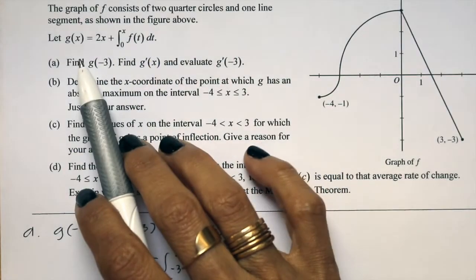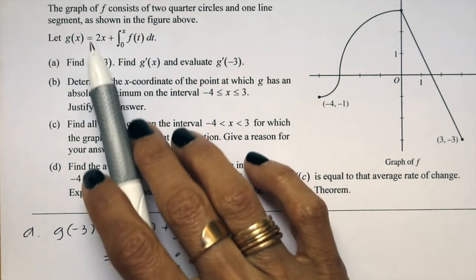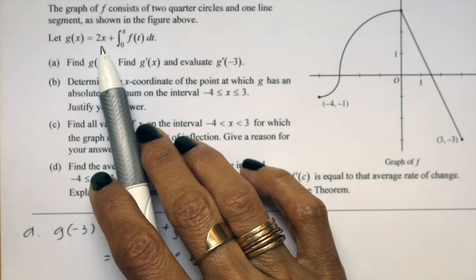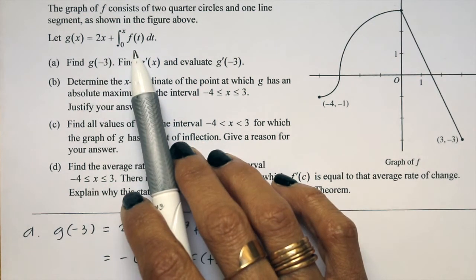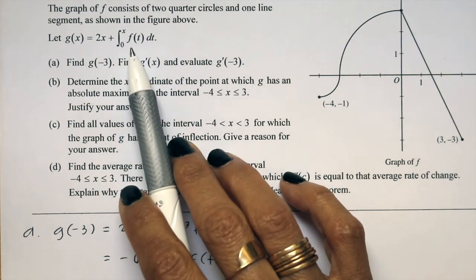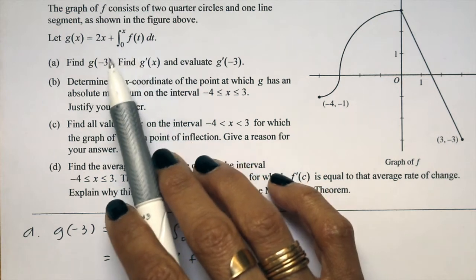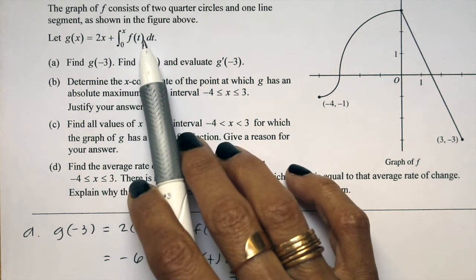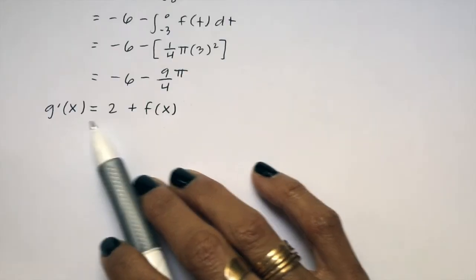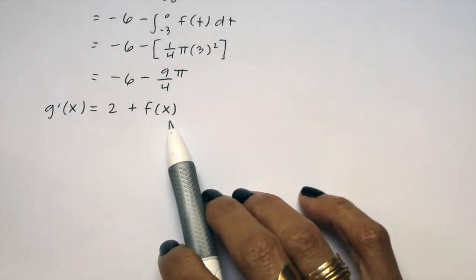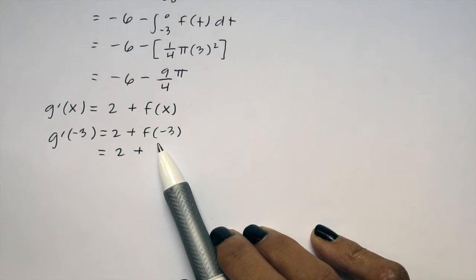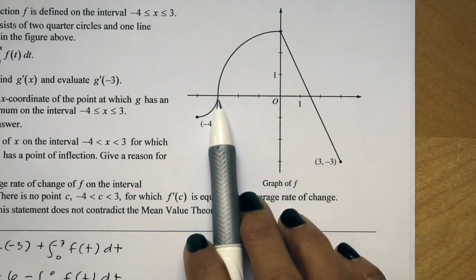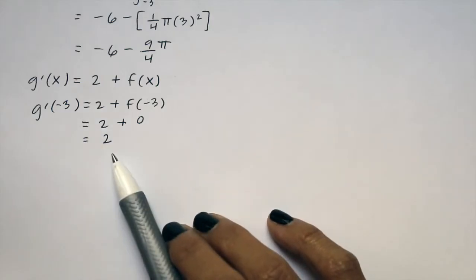Next, we want to find g prime, so we're going to take the derivative of this expression here. The derivative of 2x is 2. And to take the derivative of this integral, we're going to apply the fundamental theorem of calculus. So the derivative of the integral, the operations cancel out, and we take this x and plug it into the function. So g prime of x is going to be 2 plus f of x. So now we have 2 plus f of -3, and from the graph, f of -3 is 0. So our final answer is 2.